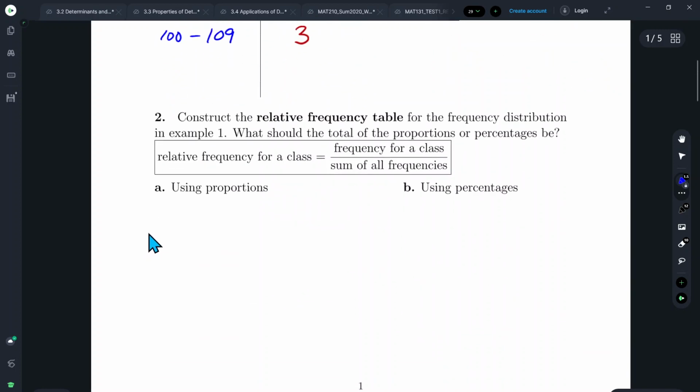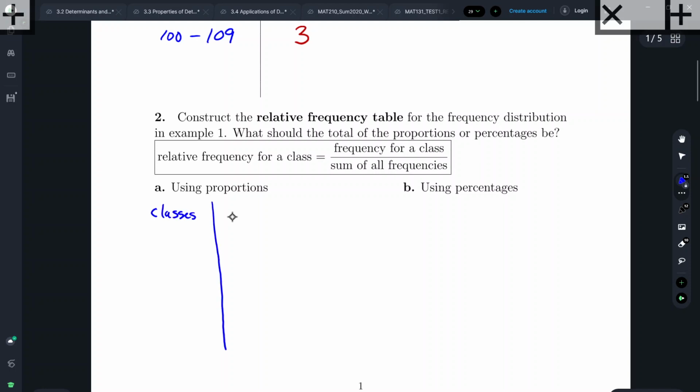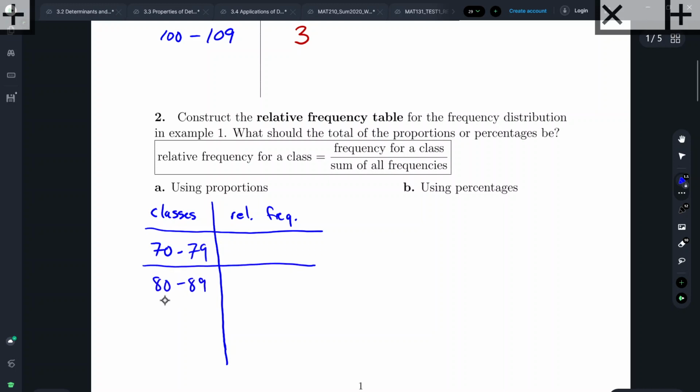So let's calculate that. As a table, the classes are still the same. So let's write them in: 70 to 79, 80 to 89, 90 to 99, and then 100 to 109.